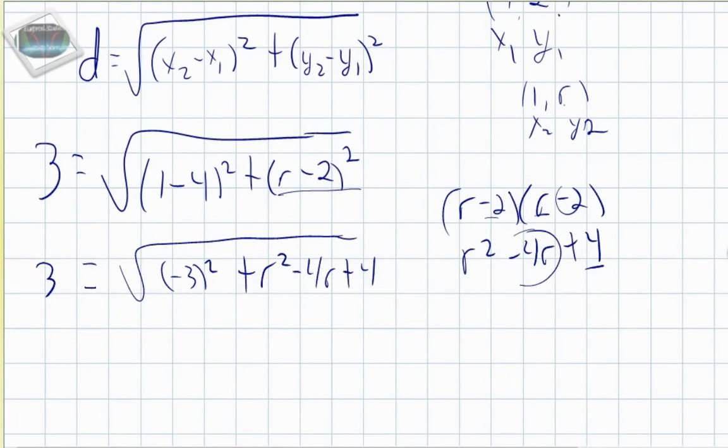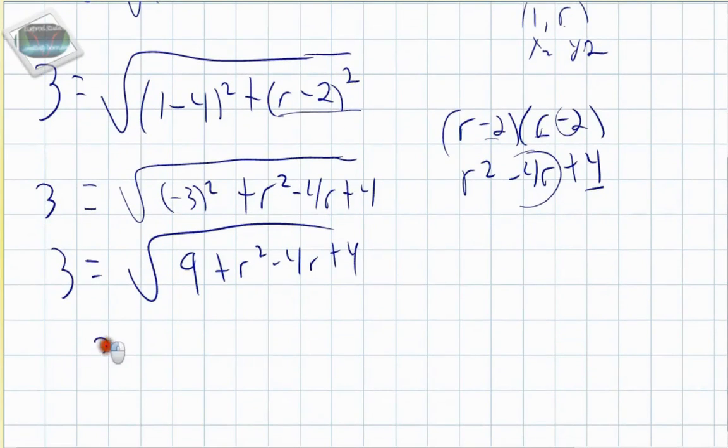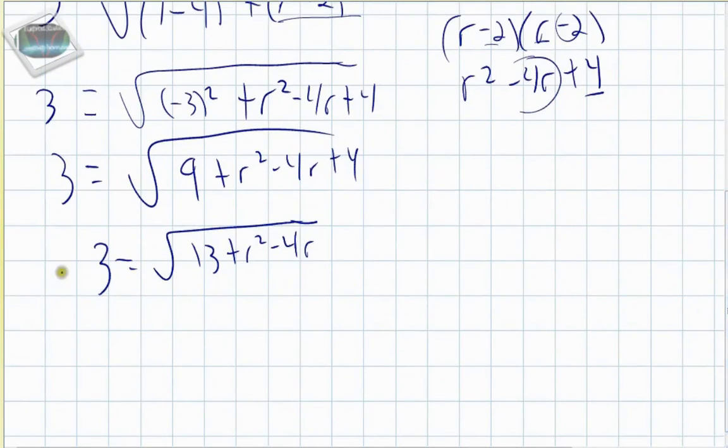Alright? So this might start to seem a little bit confusing. The most we can simplify, it seems, is 9 plus r squared minus 4r plus 4, and then we could say 3 is equal to the square root of 13 plus r squared minus 4r. But then, what do you do from here? What you want to do is square both sides, because remember, as long as you do it to both sides of the equation, it's fine. So now this becomes 9 is equal to 13 plus r squared minus 4r.